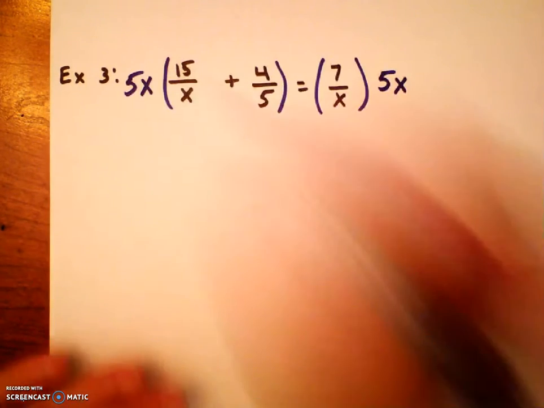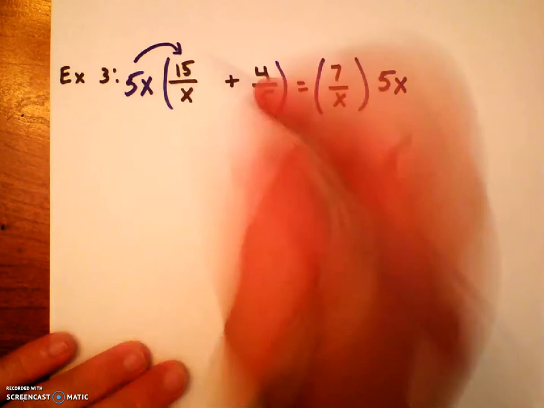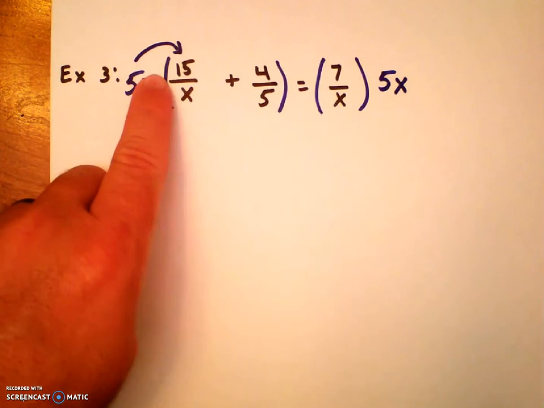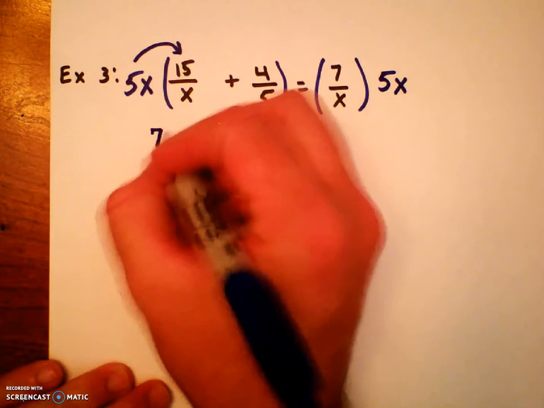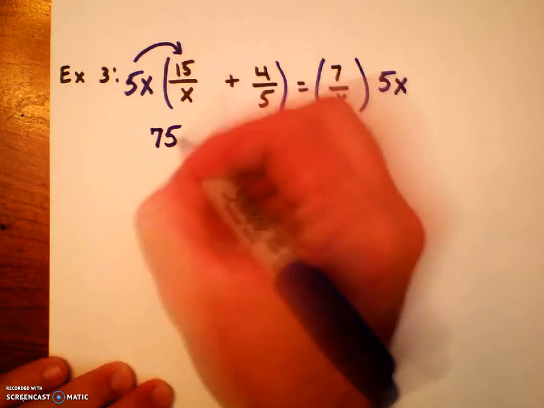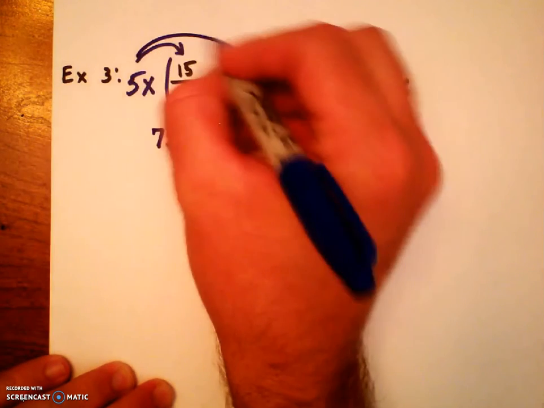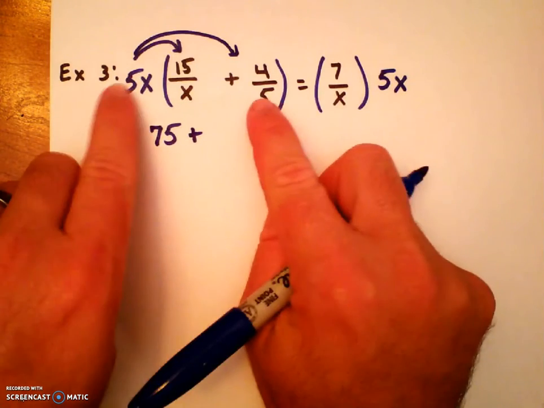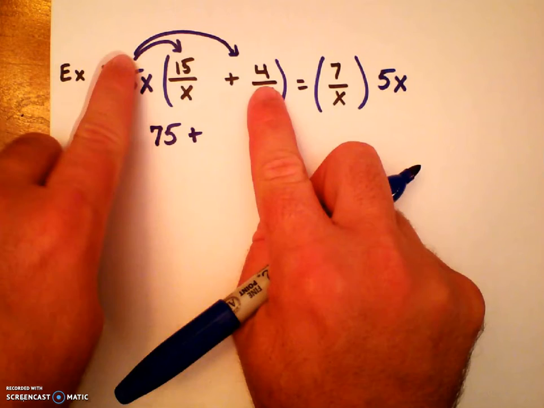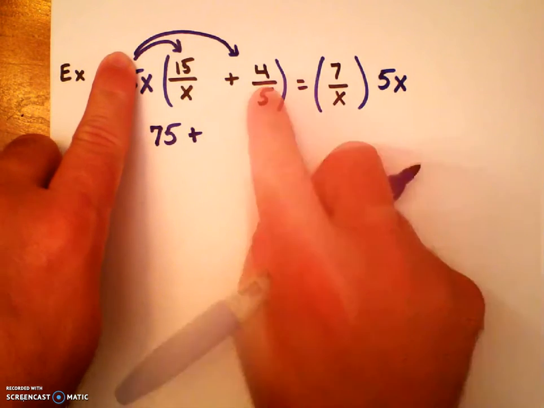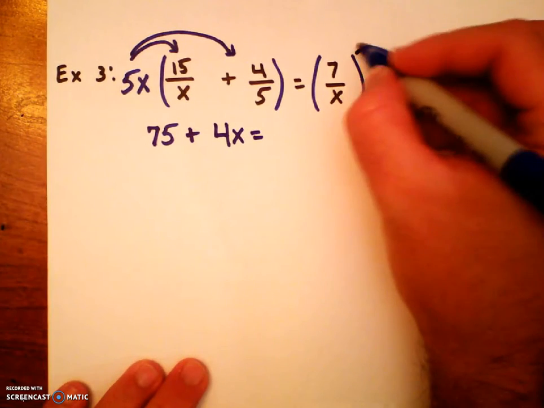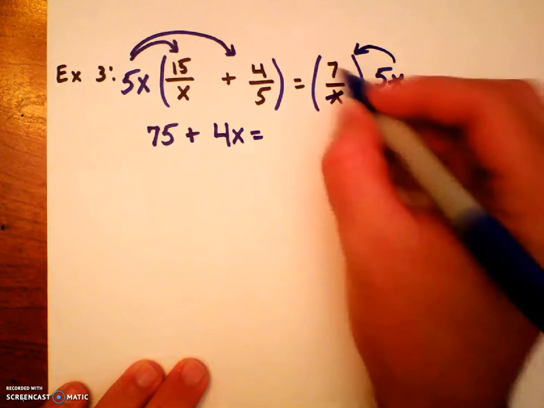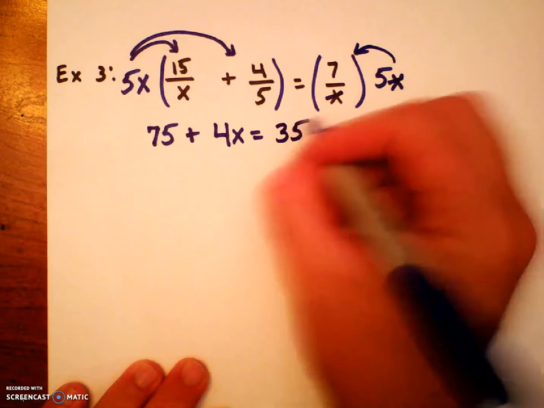So when you do that, when you multiply here, the x's cancel. 5 times 15 is going to wind up getting you 75. The plus sign drops. 5x times 4/5, the 5's cancel. You're left with the 4 and the x, which is 4x. On the right-hand side, when you multiply these, the x's cancel. 7 times 5 is 35.